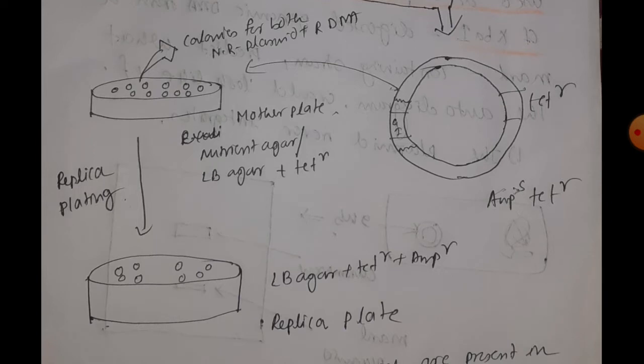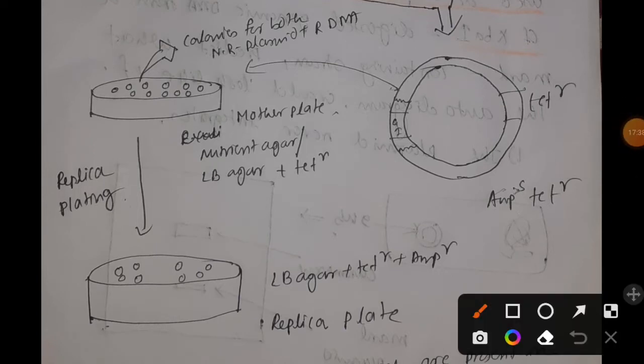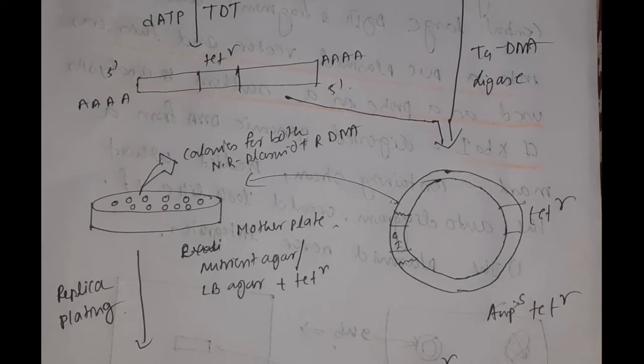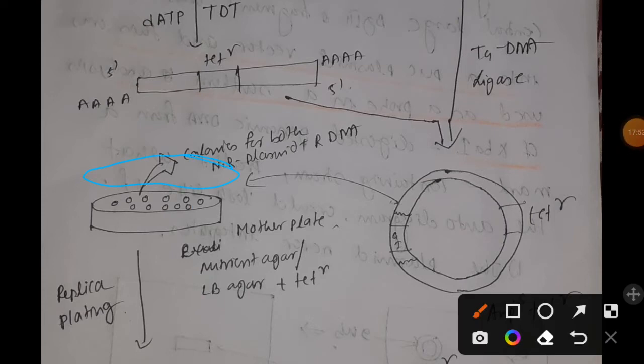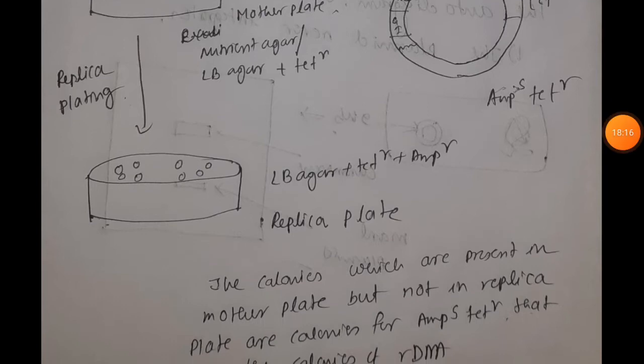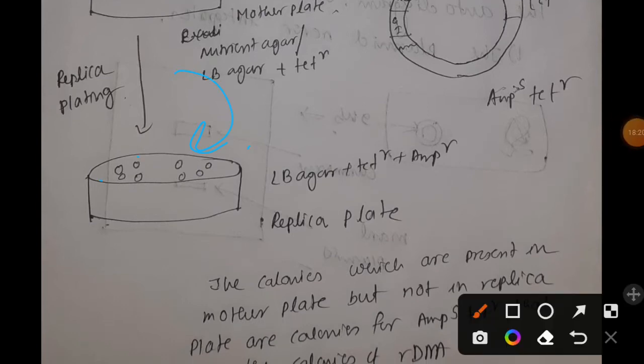Now via a process I think you know called replica plating, we will create a replica plate. So what is replica plating? Replica plating is a process where we take the replica of the colonies present in the mother plate. The first plate that we have prepared is known as the mother plate. How will we take the replicas? We will take the replicas with the help of a special instrument known as velveteen cloth. As a result, in the velveteen cloth there will be replicas of the colonies. Now we will transfer those replica colonies onto another plate containing LB agar along with tetracycline and ampicillin, and we will incubate them.